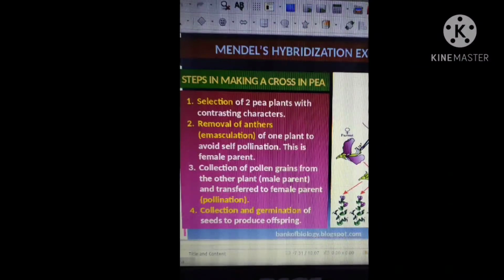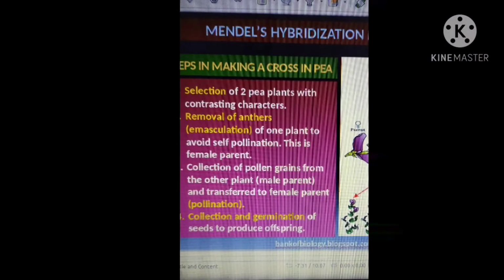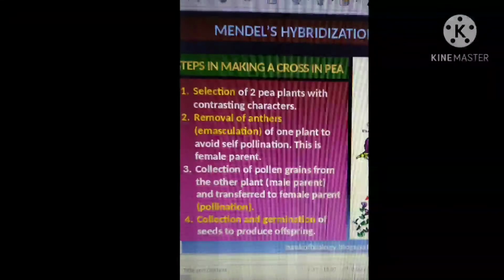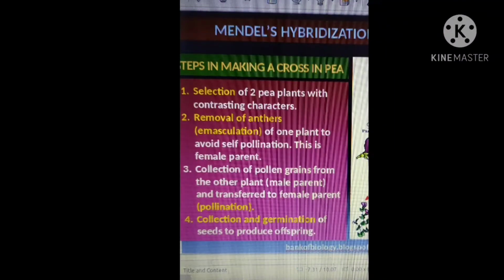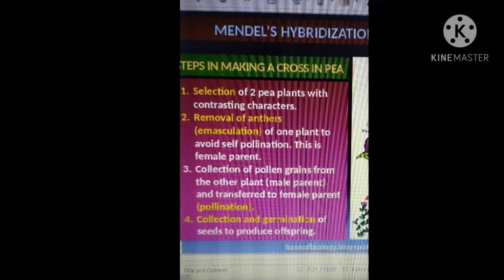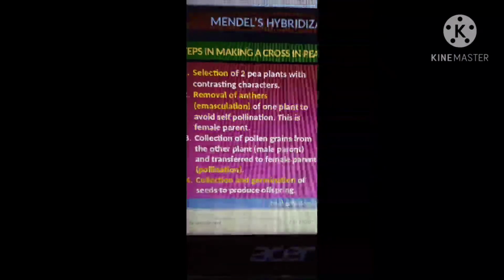What type of flower is produced in pea plant? Bisexual flower. Both the male and female reproductive parts are present in the same flower. So the second step was emasculation, that is removal of androecium or anthers from the flower. And this plant is considered as a female plant or female parent. Clear, no? In this plant, what is not there now? Anthers, the male part, are not present. So this can be considered as a female plant.